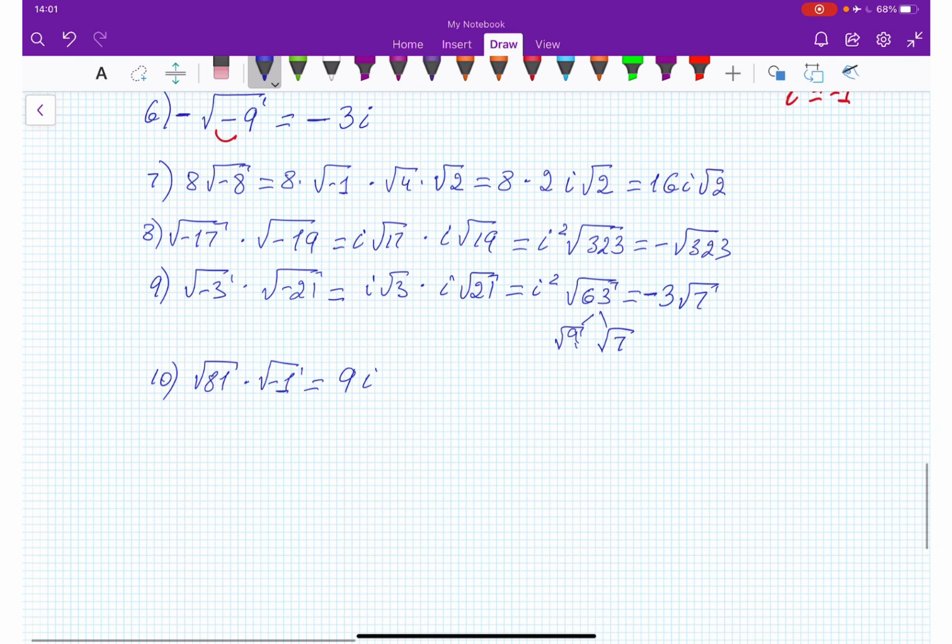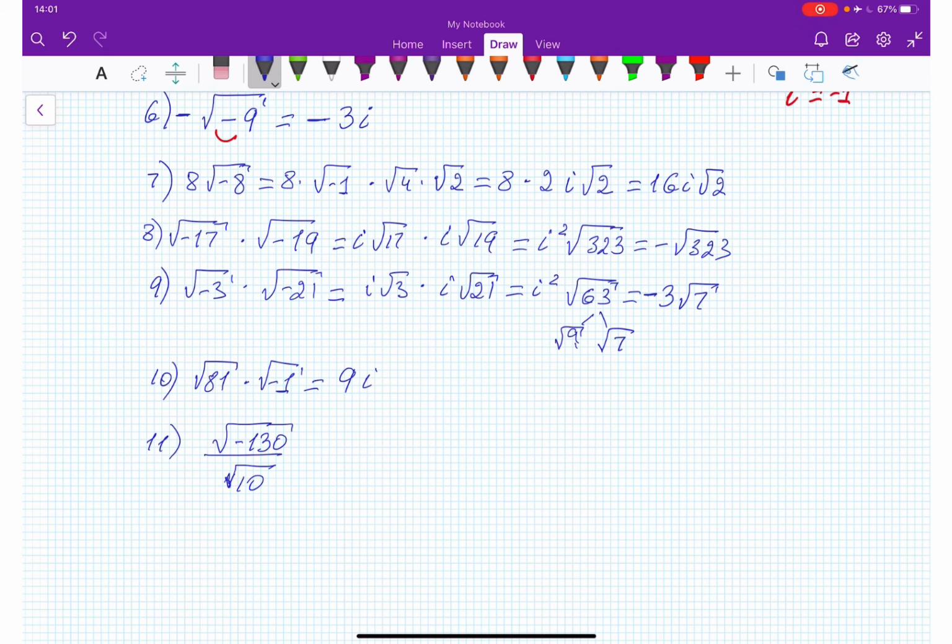Okay, let's try division now. Question number 11. We have square root negative 130 over square root of 10. Okay? How much is it going to be? So since we cannot have the square root in the denominator, we need to rationalize. Yes? Or put under square root. Let's try to put under square root and see what's going to happen.